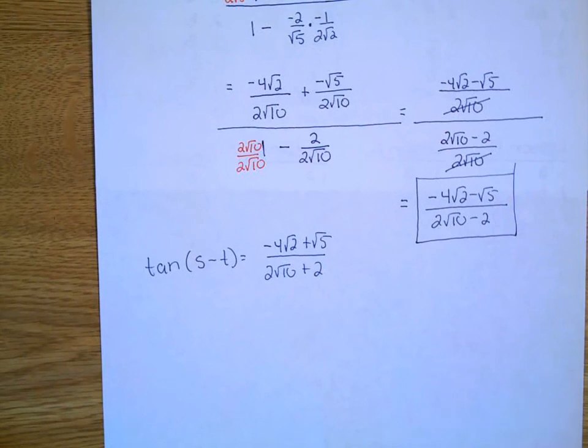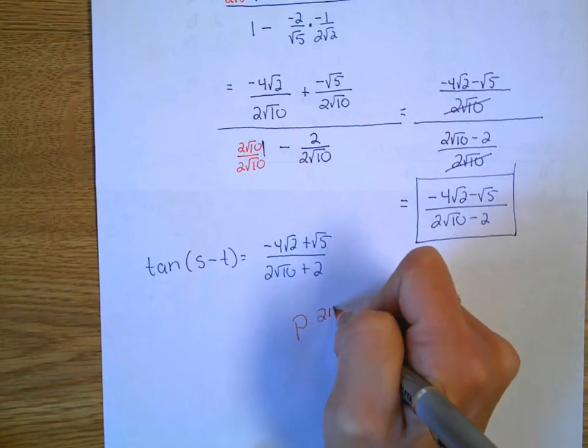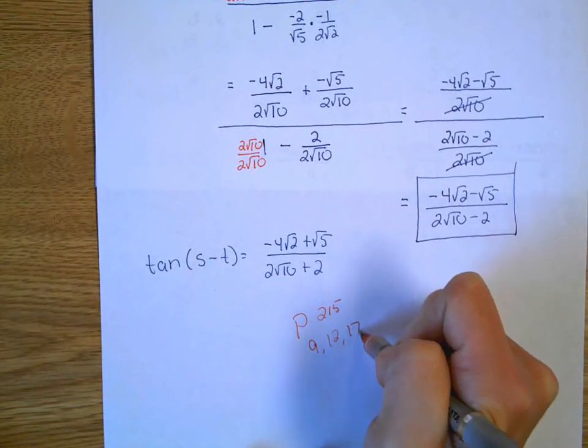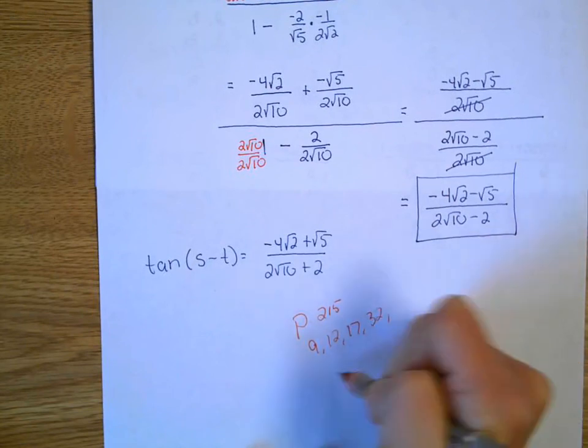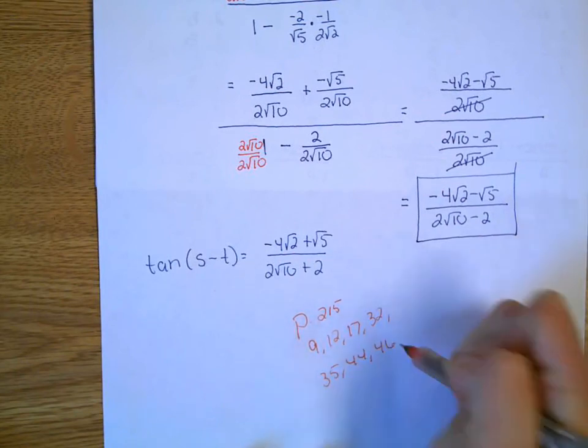Homework. Monday. Trig. Page 215. 9, 12, 17. That's it. 44, 46.